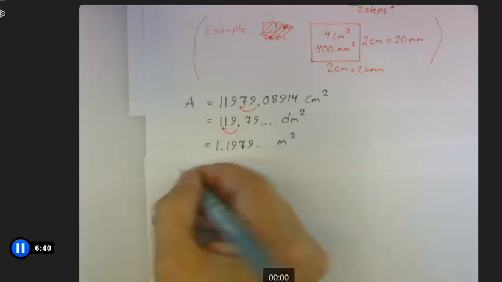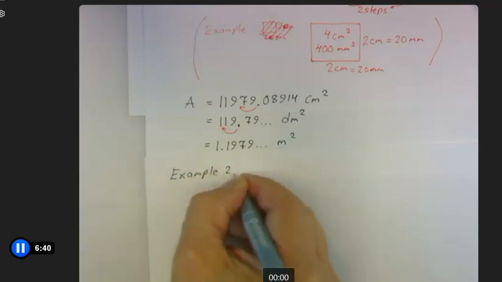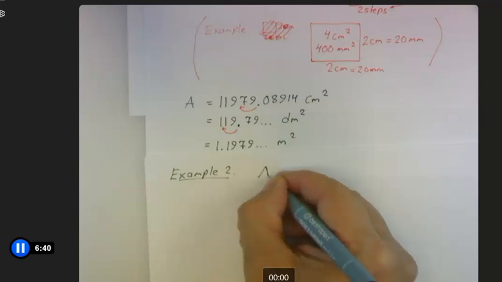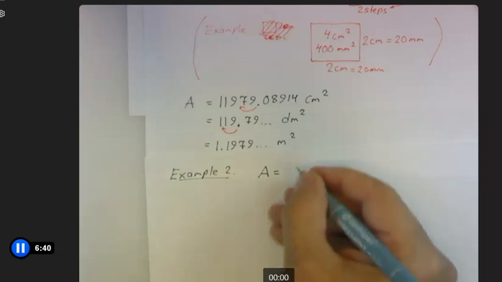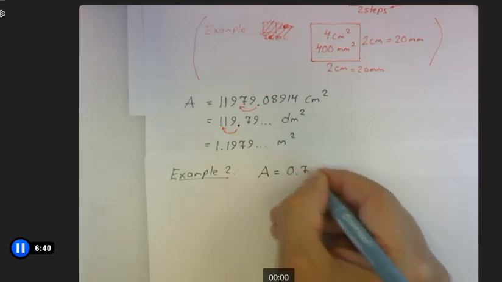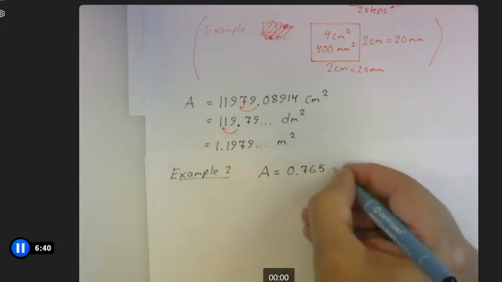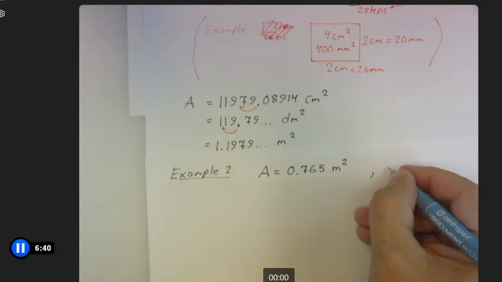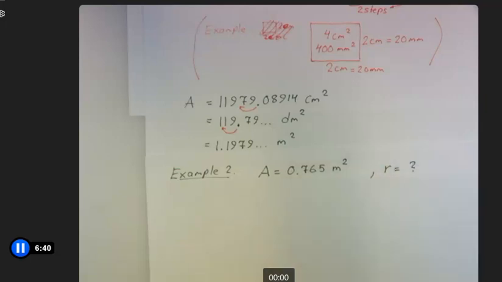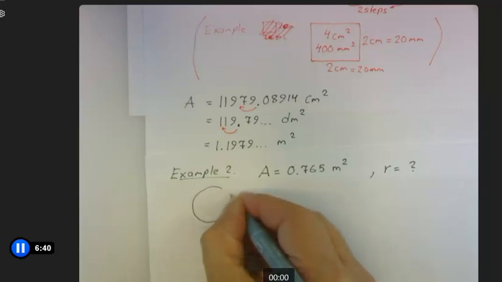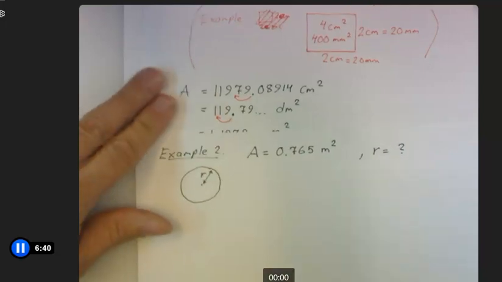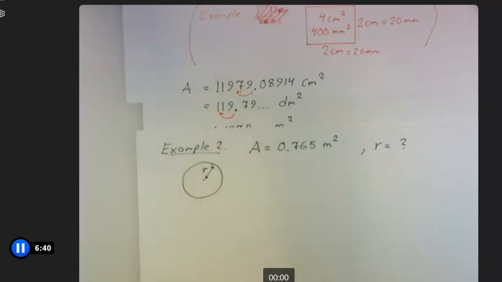How about if you know the area of the circle and it equals 0.765 square meters, and you have to find out what is the value of R. A equals pi R squared. Yeah.